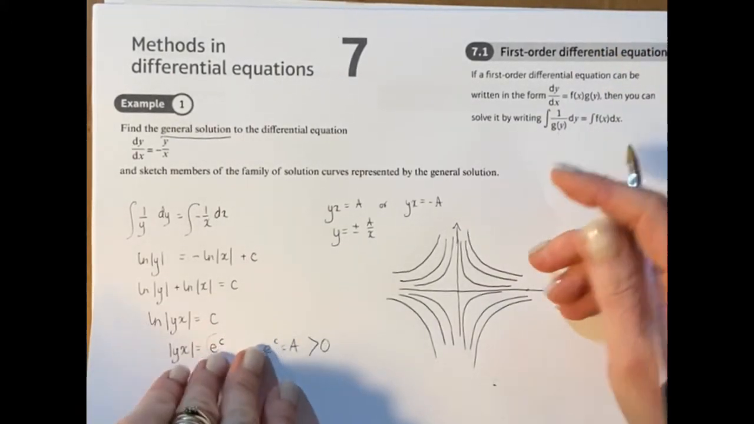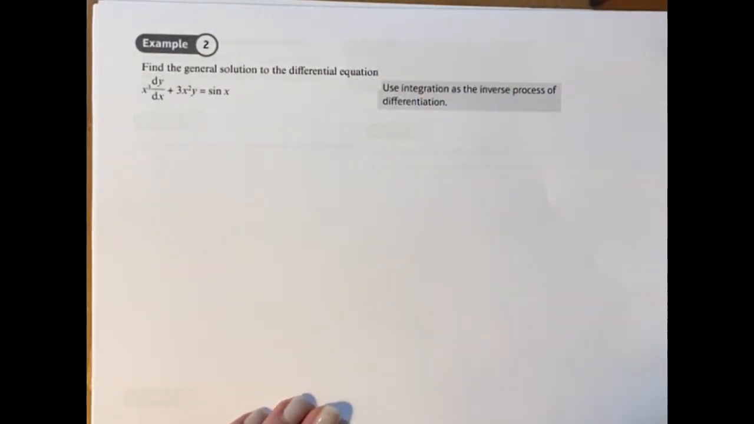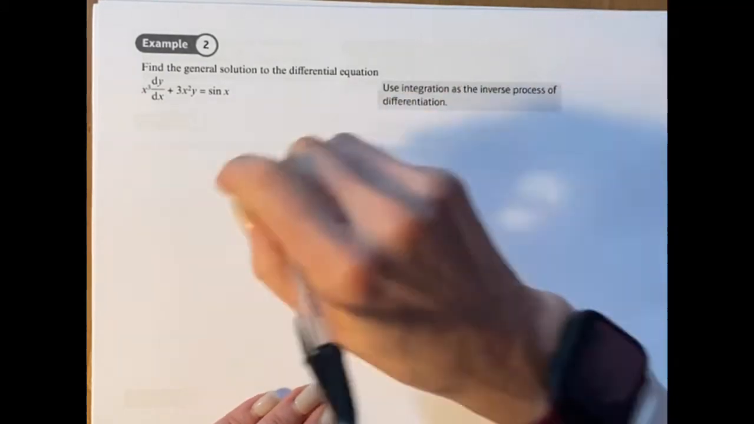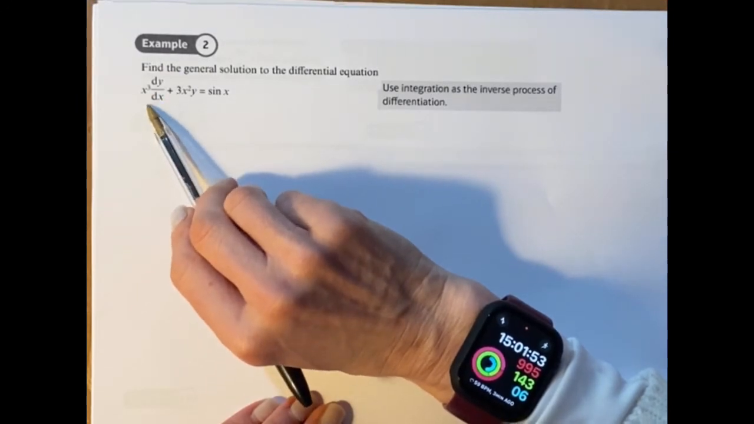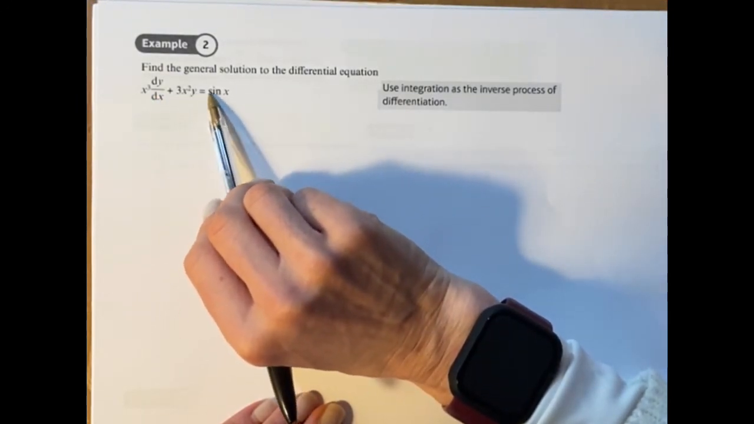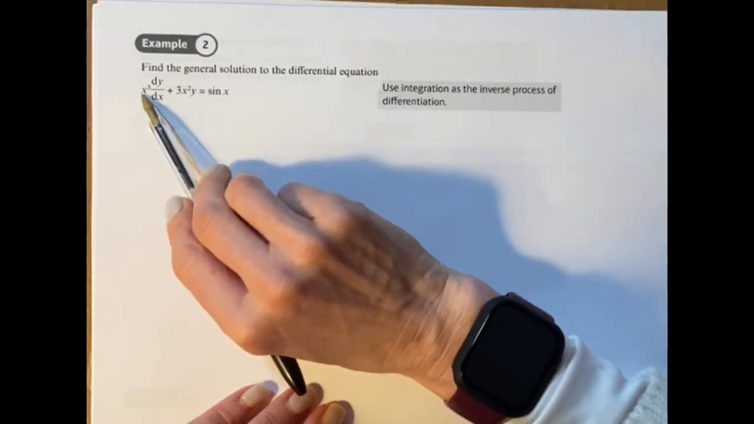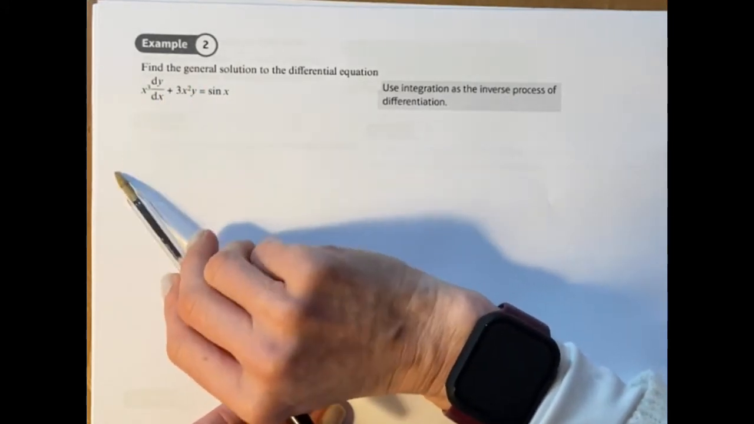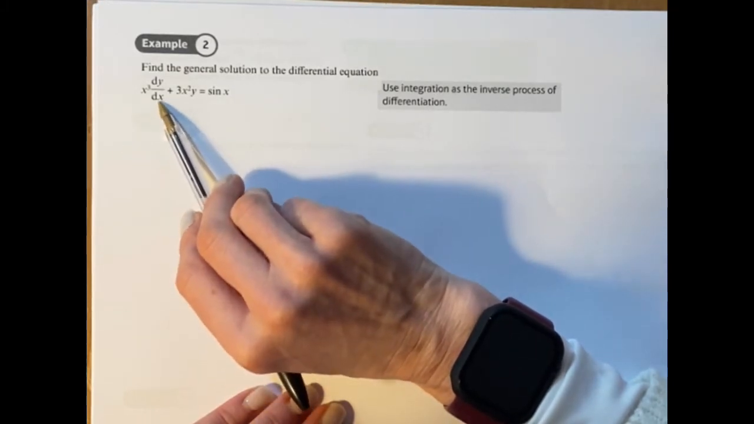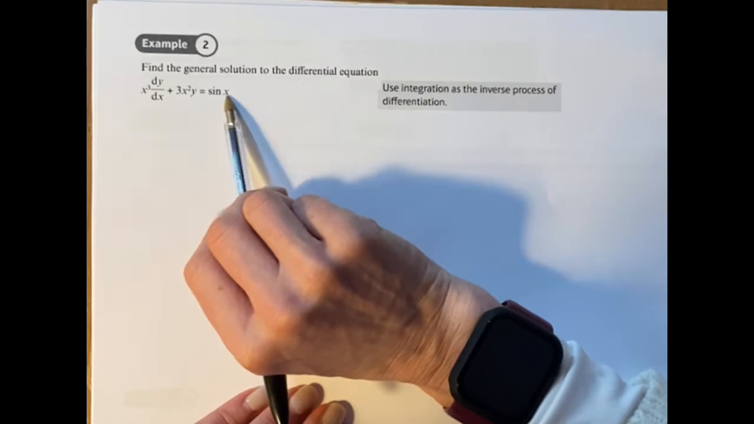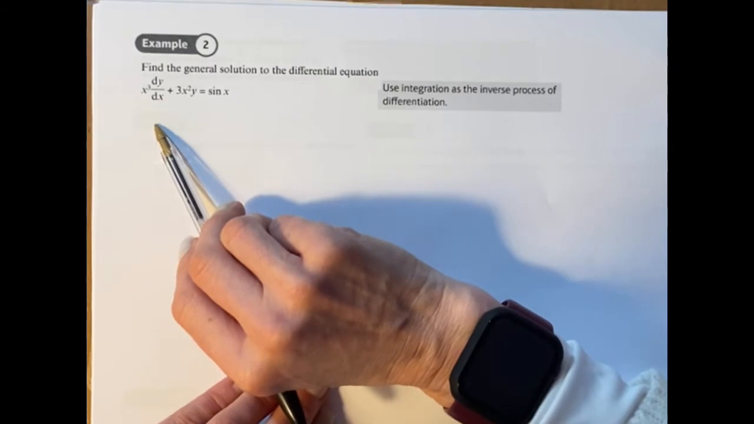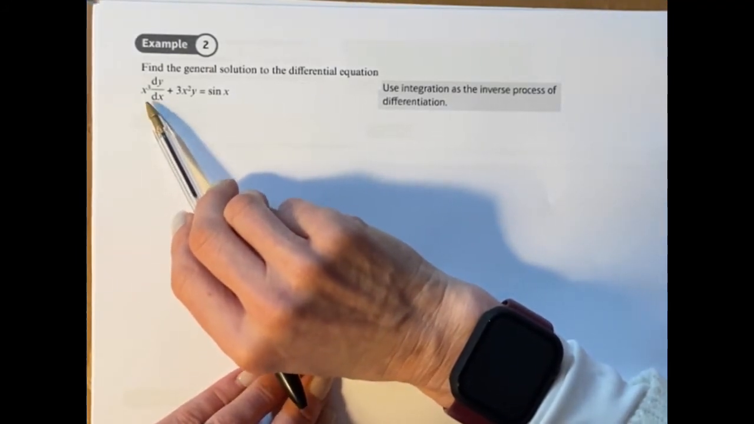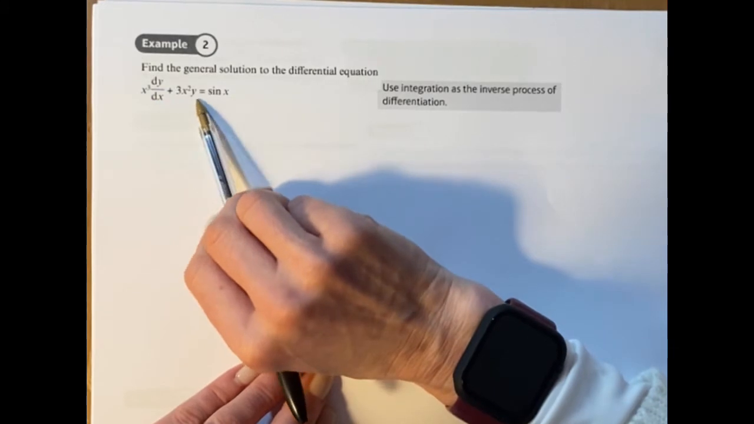Okay, so let's have a look at example 2 from this chapter. In this example, we've got to find the general solution to the following differential equation: x cubed dy dx plus 3x squared y is equal to sine x. And clearly we cannot here separate the variables, because there's no way we could split dy dx and be left with all the x's on one side and y's on the other side. It's just not possible.